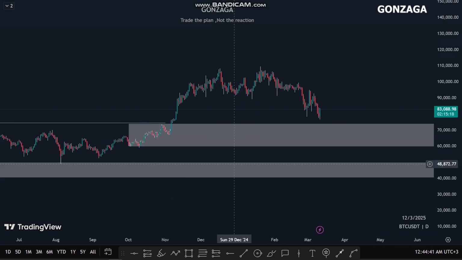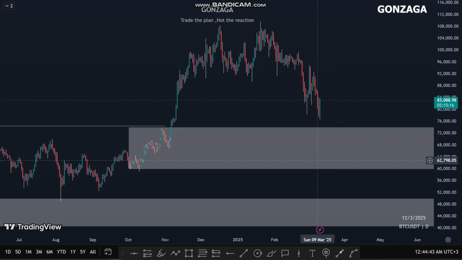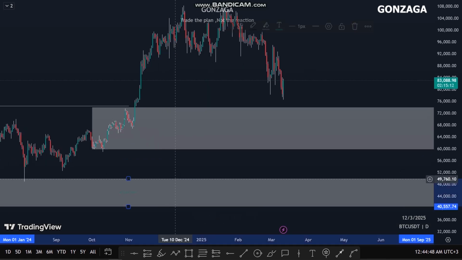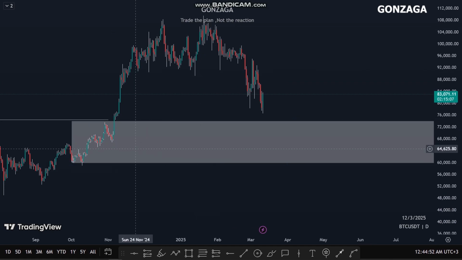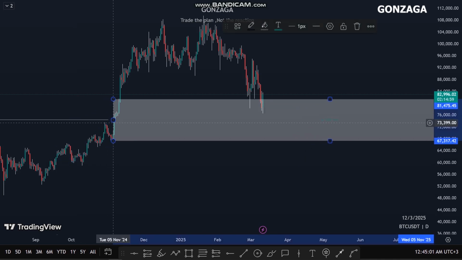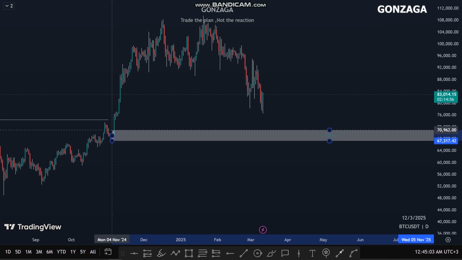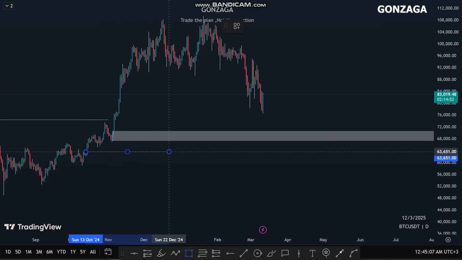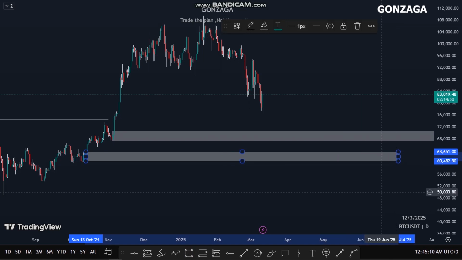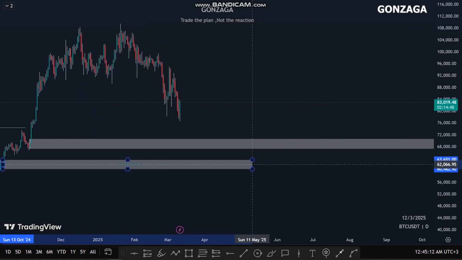In the daily time frame, we are here just to see, are there any other demand zones in this monthly demand zone? As you can see, there is this small demand zone here. There is also another demand zone here. There is also another demand zone here.